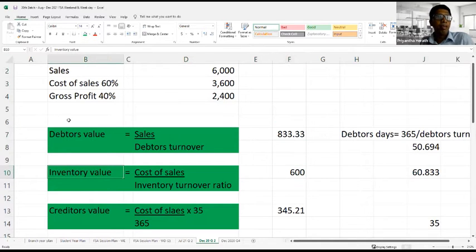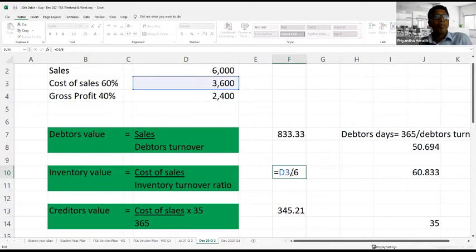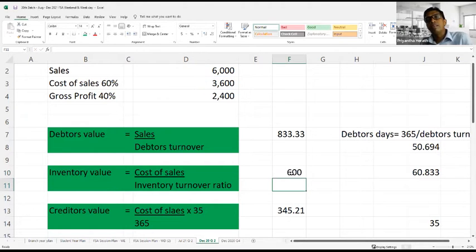The formula is this: cost of sales divided by inventory turnover ratio. Cost of sales divided by inventory turnover ratio. So in your question, the cost of sales is 3,600 and the inventory turnover is 6, right? So 3,600 divided by 6. The answer is 600.